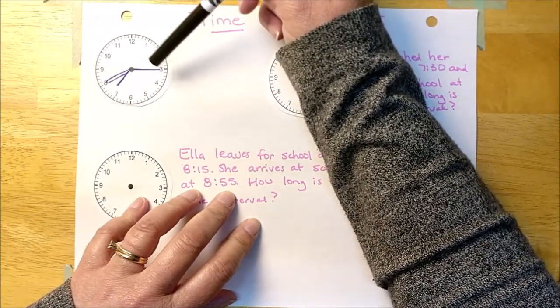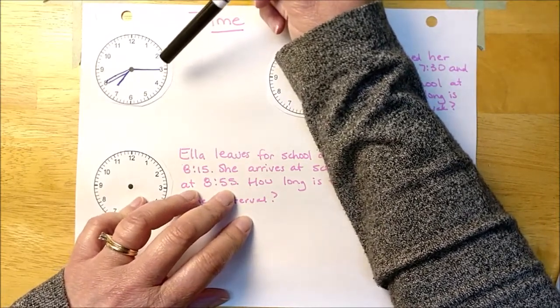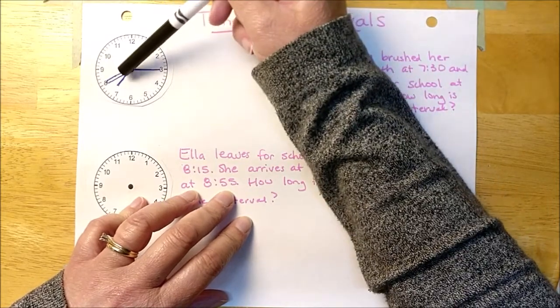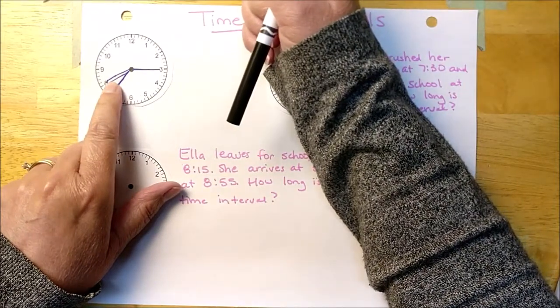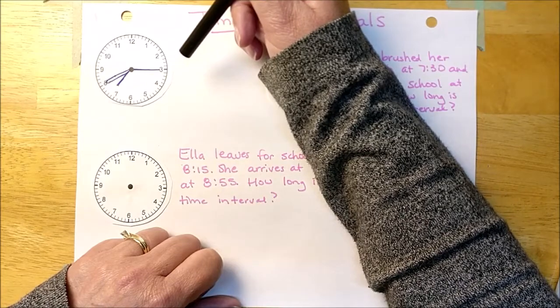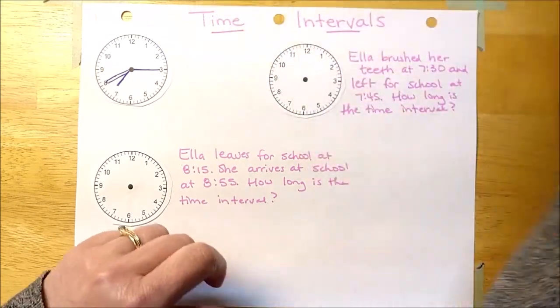At 7:15, that's the time Ella starts to eat her breakfast, and she finishes breakfast at 7:40. I've drawn this hollow arm over here at 7:40. That's when she finished her breakfast. So we want to find out how much time Ella spends eating breakfast.